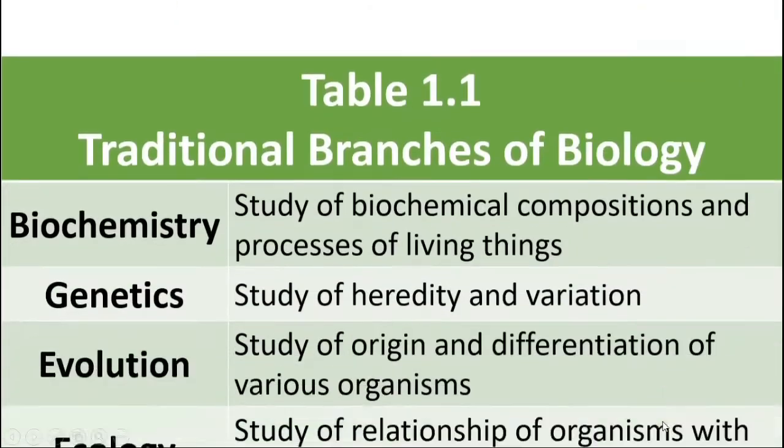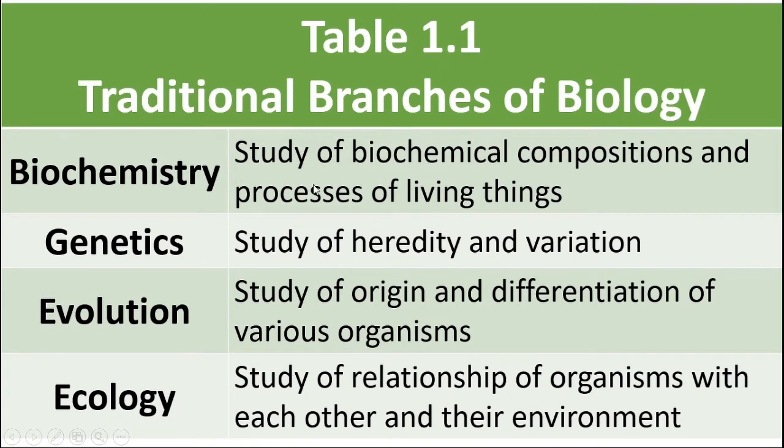Next, we have biochemistry, which is the study of biochemical compositions and processes of living things. And we also have genetics, which is the study of heredity and variation. When we say heredity, this is the passing of specific characteristics or traits from the parents to the offspring. And when we say variation, these are the differences that occur in a given offspring.